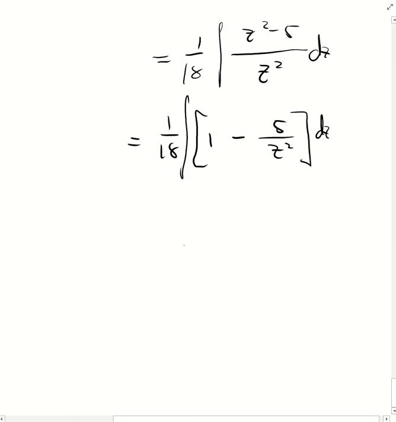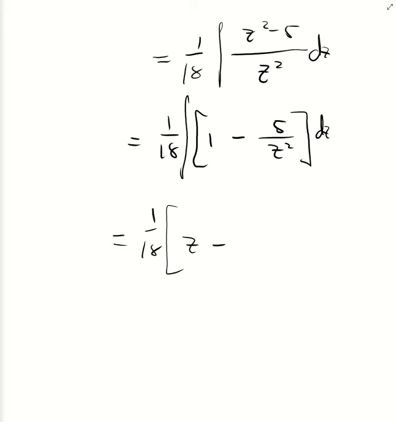So here, the integral of 1 over 18 times 1, so that's just z. Integral of dz is just z. So 1 over 18 z, then minus integral of 5 over z squared. So you can put z squared at the numerator, z to the negative 2, then you add 1. So negative 2 plus 1 will be equal to negative 1. Then you multiply it with negative 1, so this will be positive.